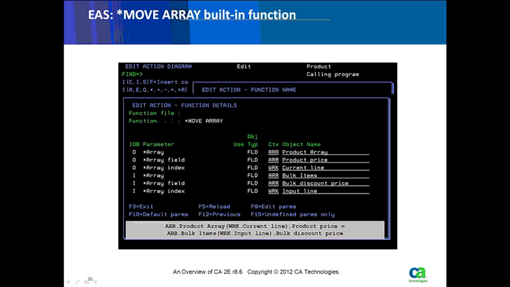And you can move one field, the bulk discount price from the bulk items array at maybe work.input line is the value 7, from the 7th element of that bulk items array into the product price subfield in the 4th element of the product array. So you can move the values of fields around from array to array, from a standalone field in something like a work context or a local context or whatever, into an array, and vice versa.